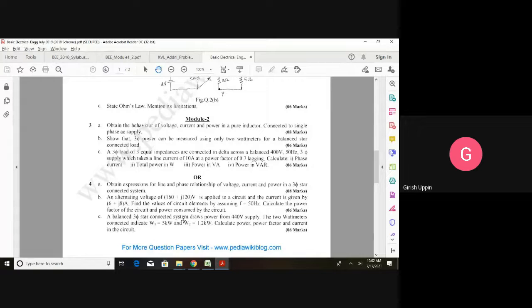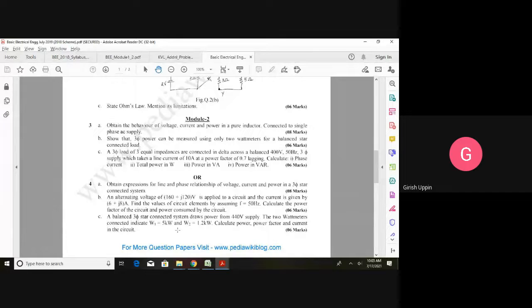A balanced three-phase star connected system draws power from 440 volts. This is the 2 wattmeter method. You have 2 wattmeter readings, and they have given the 2 wattmeter readings. You have to remember the formula for W2 plus W1, the formula for W2, and the formula for W1. This would be a very simple problem. You can easily score 6 marks.